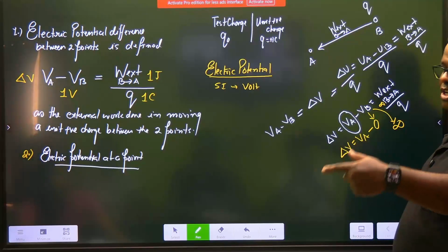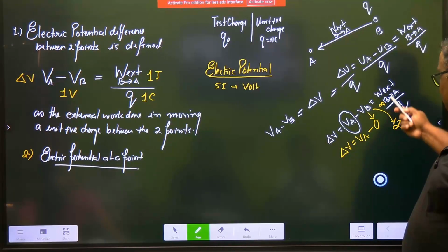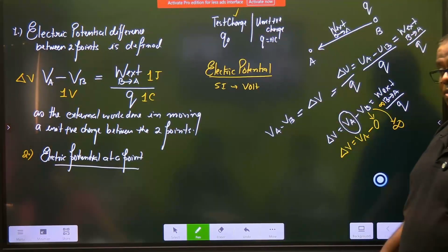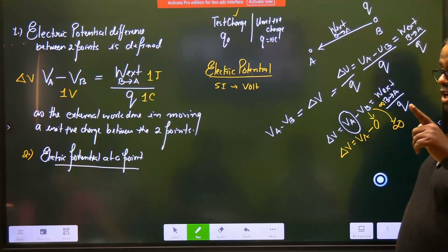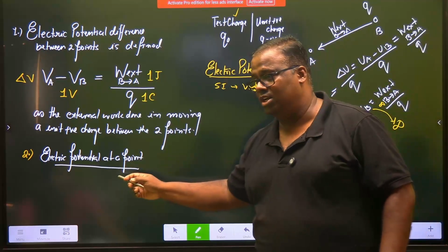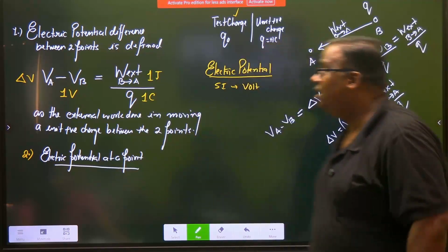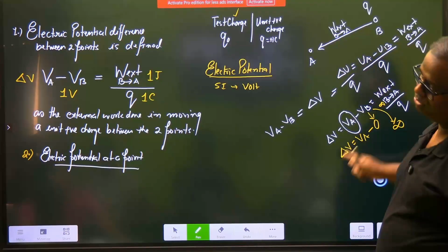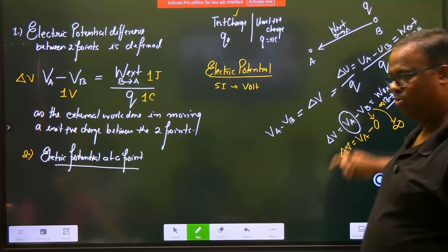The electric potential at a point, now since you don't have a Q, the thing that comes up is a test charge, mind you. When you're defining electric potential at a point, the concept is a test charge. It is the work done in moving a test charge from infinity to that point.